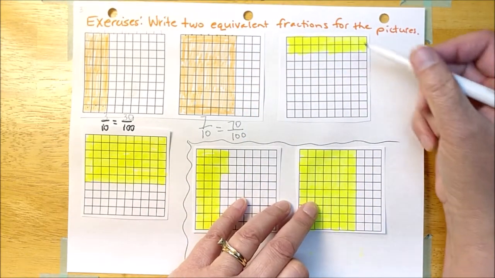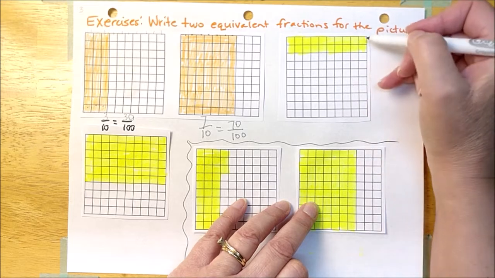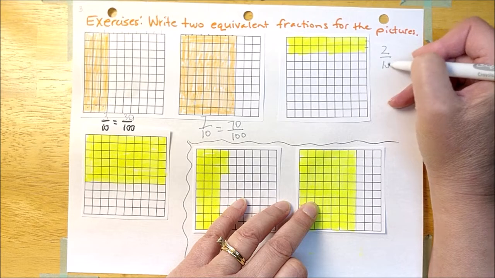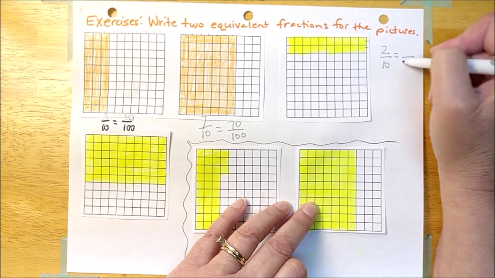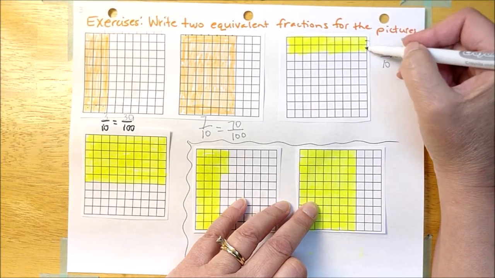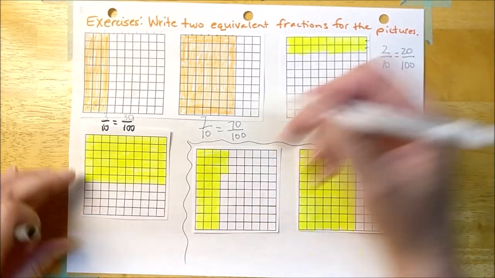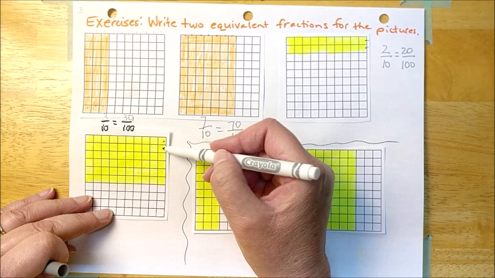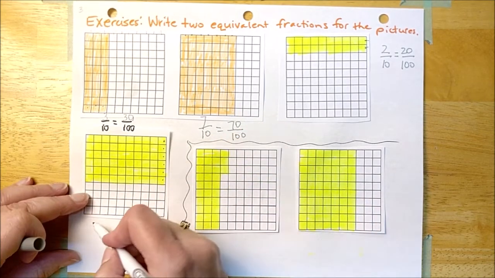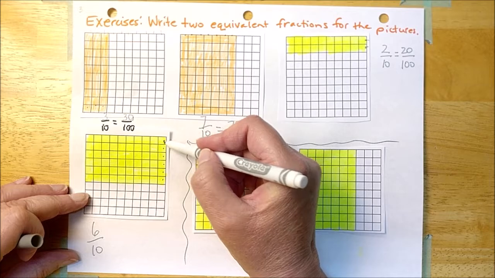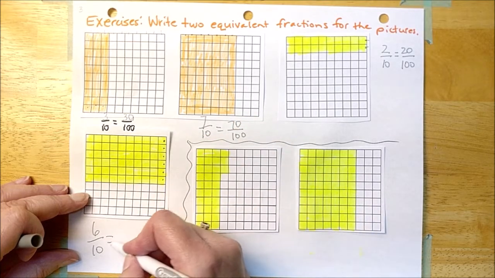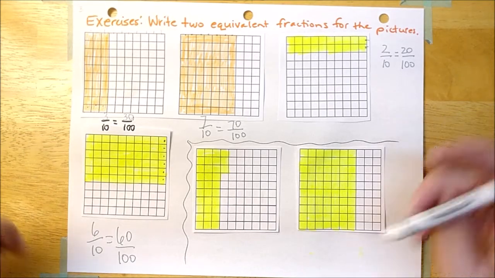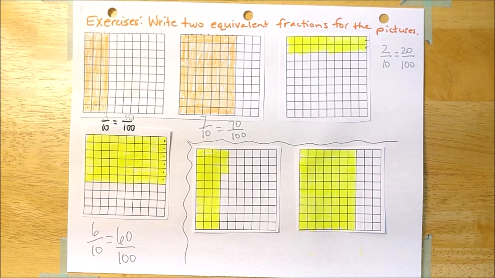Awesome. Here we have, we draw it the other way. 1/10, 2/10. So we have 2/10, and that is equal to how many hundredths? 10, 20. Those are equal. Here we have 1/10, 2, 3, 4, 5, 6 tenths colored in, which would be 10, 20, 30, 40, 50, 60 hundredths colored in. So I hope you can see how that is working.